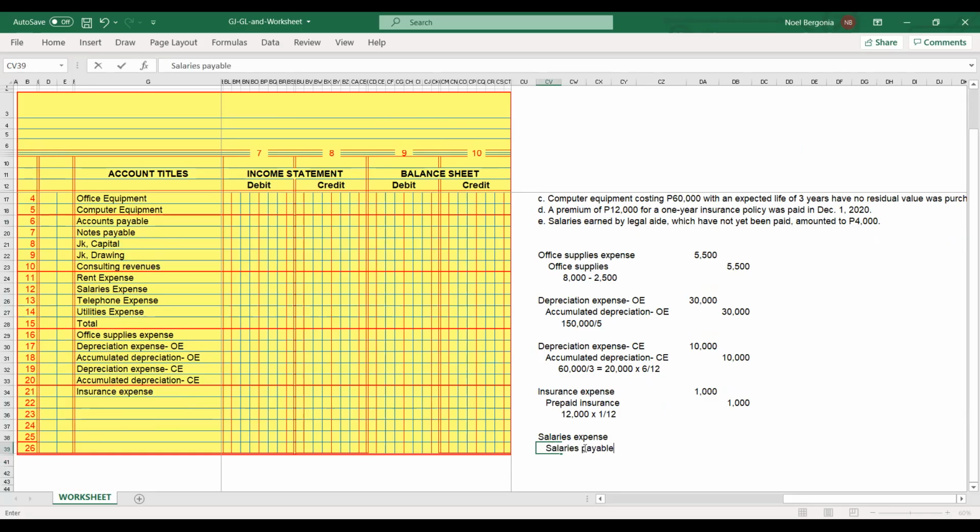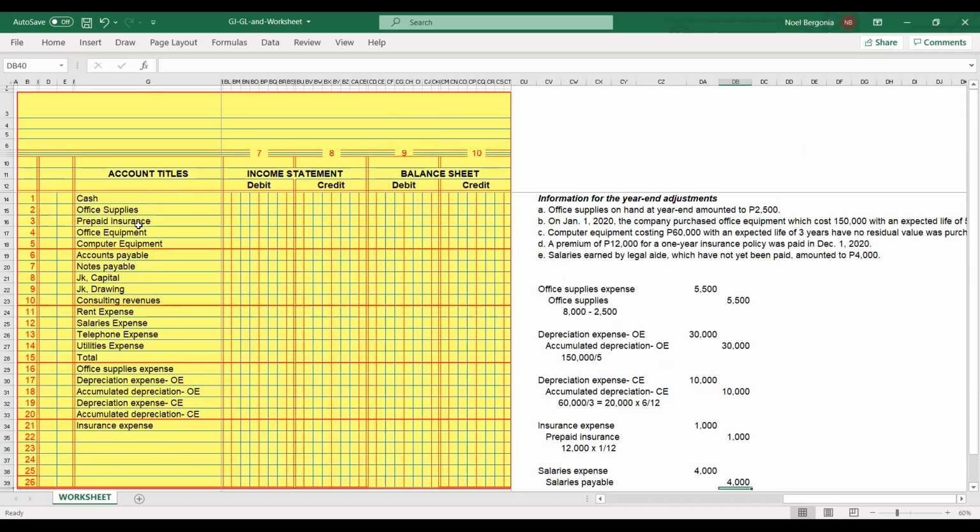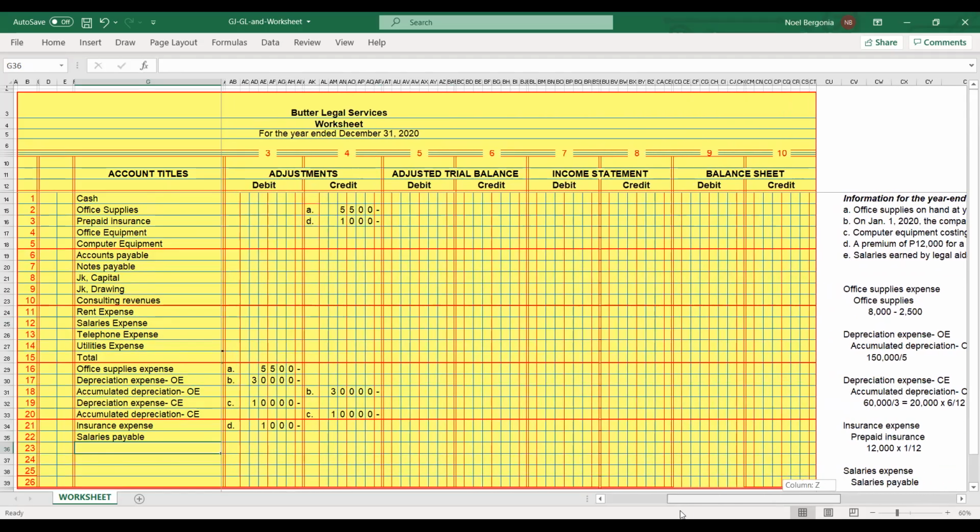Okay. Now, it's amounting to 4,000 pesos. So, let's check yung titles, no? Meron na ba tayong salaries expense? Meron na. Meron ba tayong salaries payable? Wala pa. So, we will just include again another account title for salaries payable. Okay. So, ayan, debit salaries expense, credit salaries payable, and that for letter E.